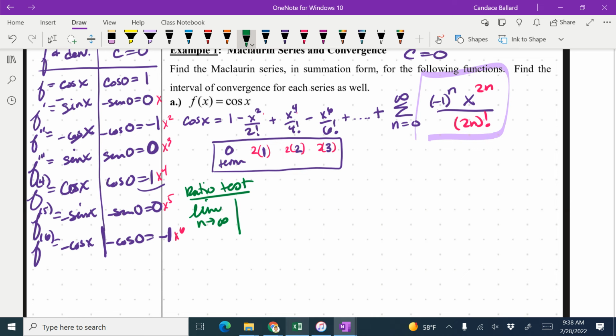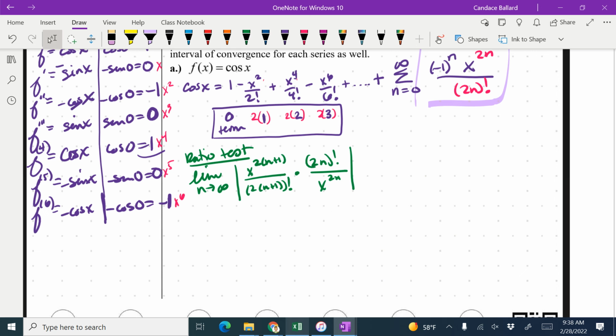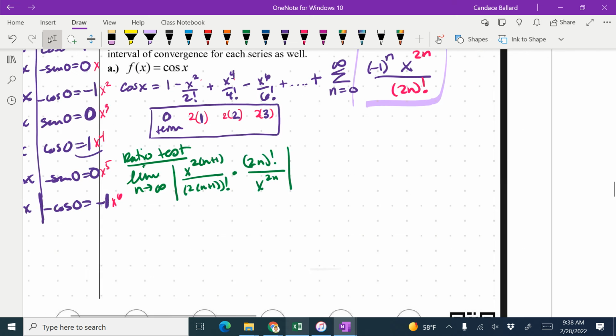n plus 1, right? So I'm going to go x to the 2 times n plus 1 over 2 times n plus 1 factorial. And then remember, we divide by the original or we multiply by the reciprocal. So we get 2n factorial over x to the 2n. Okay, because of my spacing, I'm going to keep going to the right, because I have lots of room to the right. You have a sticky note if you need it, okay?